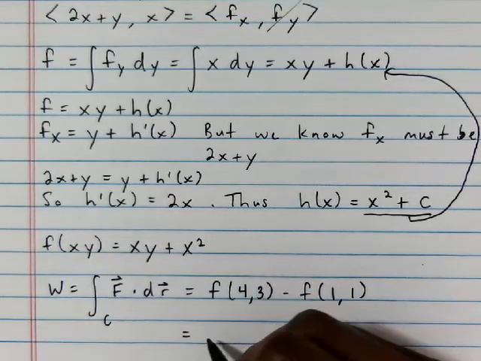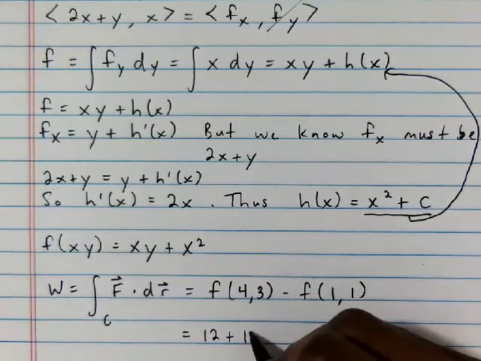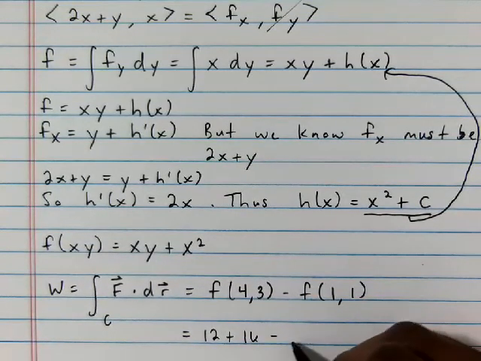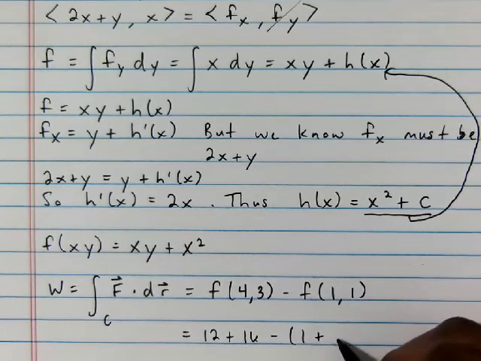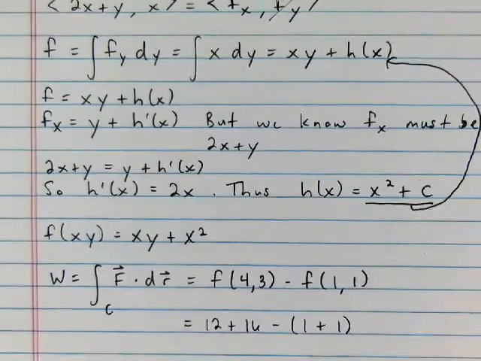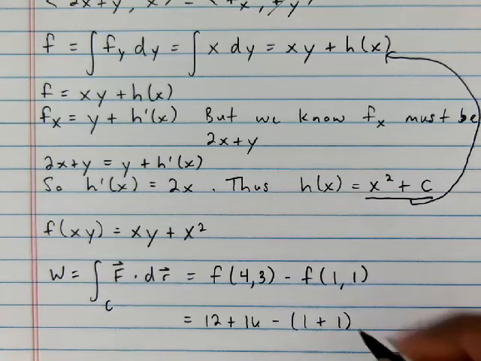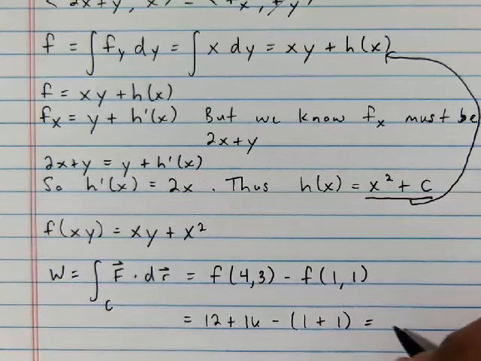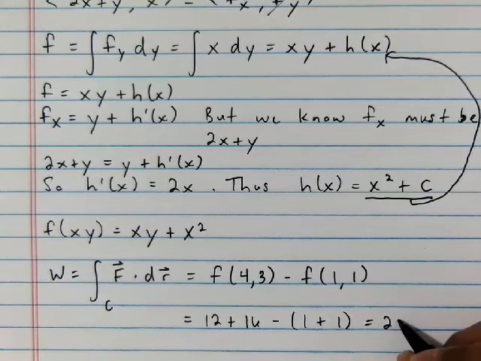So we're going to get 12, and then plus our x squared, 16, minus 1 plus 1. And if you had some value other than 0 for your c, you would have had that value here and then subtracted it back off over here. So we just end up with 28 minus 2, 26.